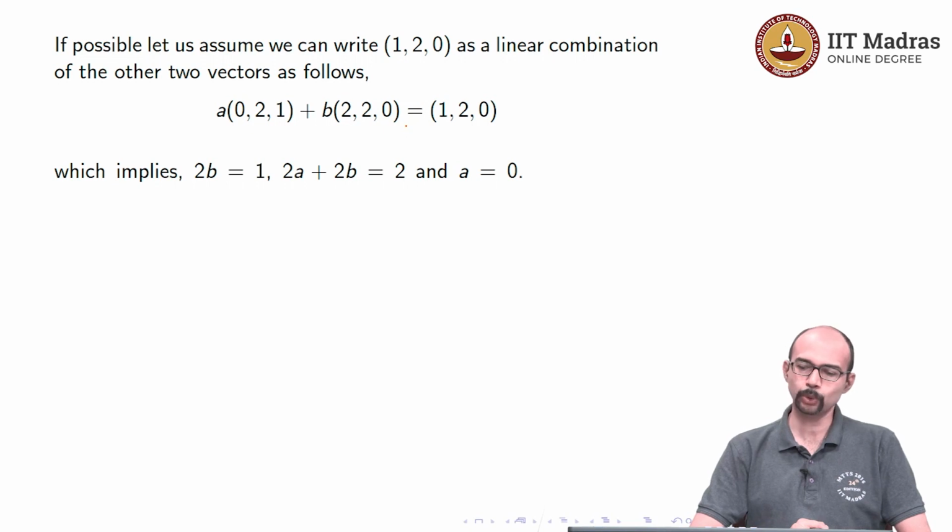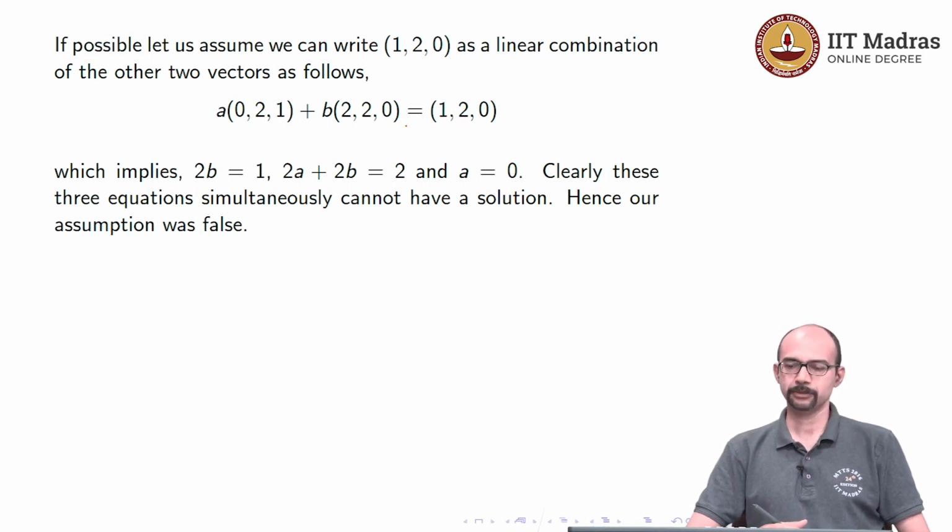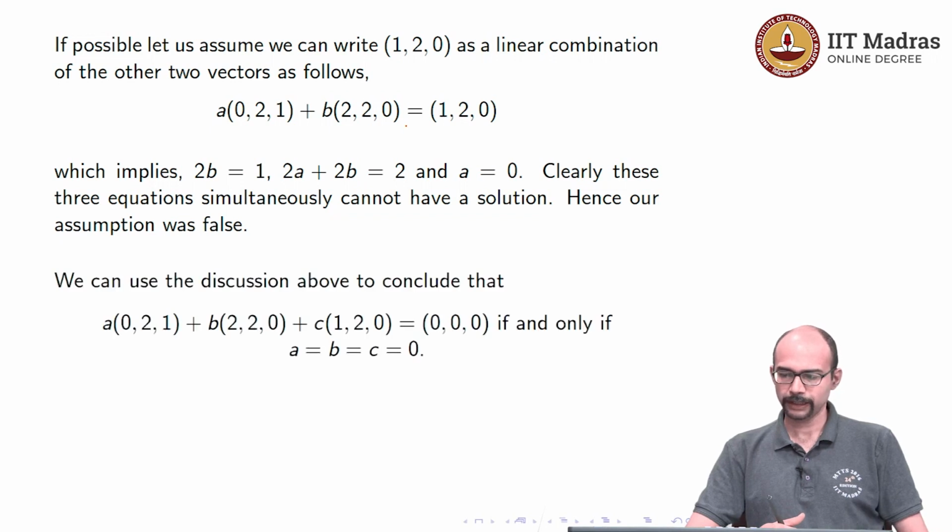And if that happens, then 2a plus 2b cannot be 2. So that means there is no a and b which satisfies this equation, right? So our assumption that there is an a and b is wrong. So there is no such a and b. Okay, so what does that imply? That implies that this vector (1, 2, 0) cannot be written as a linear combination of (0, 2, 1) and (2, 2, 0).